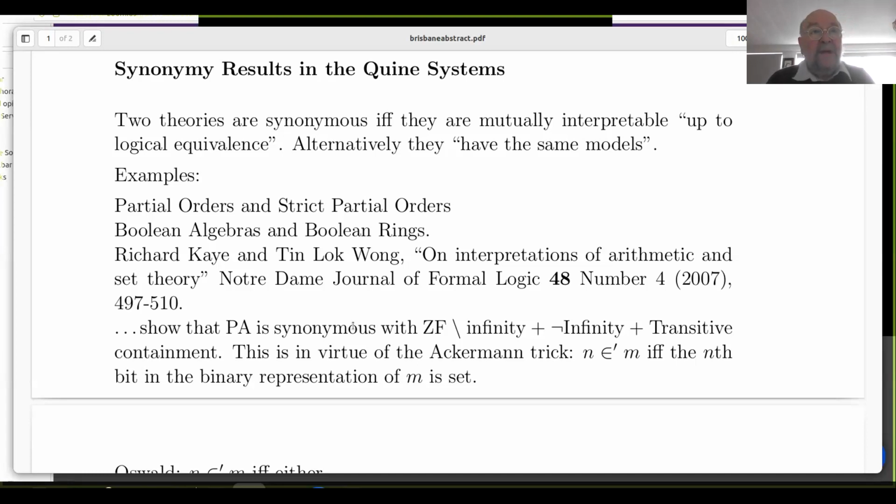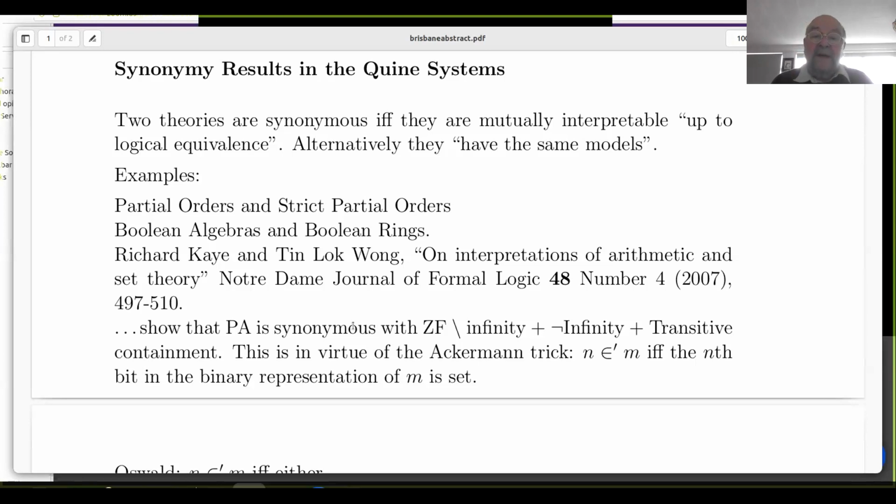Mutually interpretable tautological equivalence, another way of expressing that is to say that the two theories, in some sense, have the same models. And that means if you've got a model of one, you can, using the gadgetry of that model, define the gadgets with which you can decorate the carrier set to get a model of the other theory. And this is clearly the case with Boolean algebras and Boolean rings. You can define Boolean algebra operations in terms of the ring operations, and vice versa.